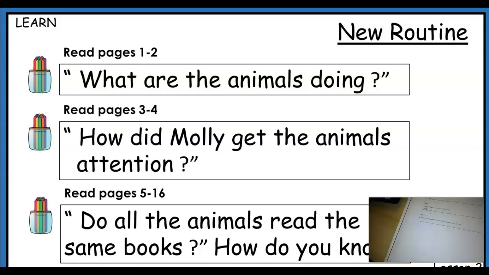So let's take a moment to answer this question. Remember, you don't need to finish answering them because we are going to be live and we're going to go over them and look at them. So if you take more time, that's okay. Do all the animals read the same books? Yes or no? And how do you know? How do you know they read the same books, or how do you know they read different books? You're going to answer the question. You can press pause and then press play when you're ready.